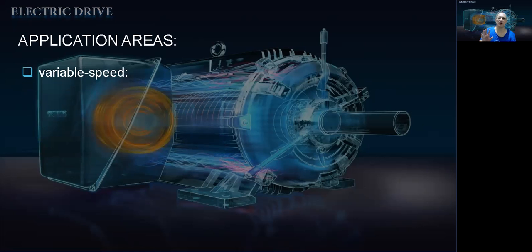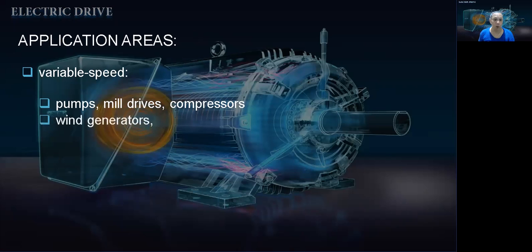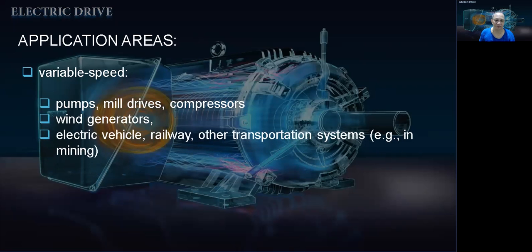Second one is variable speed. The first one was variable torque, so I need motors that have this range of torque. But this one depends upon variable speed, like pumps. How much flow rate you want depends on the speed of the pumps. Mill drives, compressors, wind generators. How high the speed is determines how much electricity can be generated, or vice versa, generating rotation. Electric vehicles, yeah, variable speed, I was just talking about it.